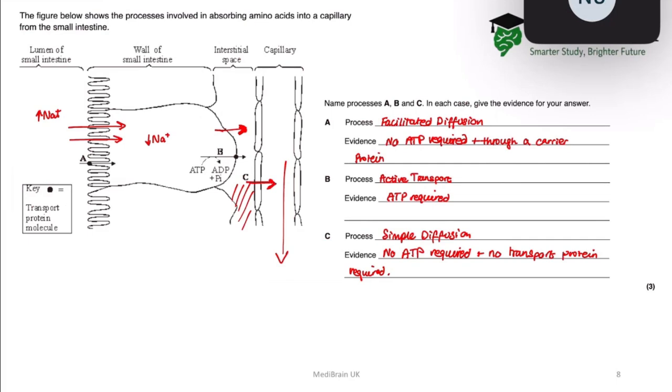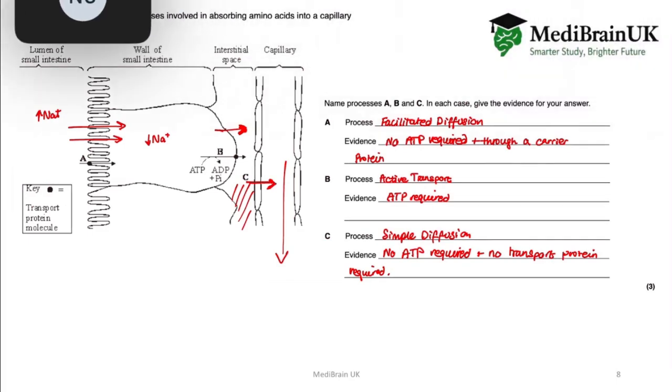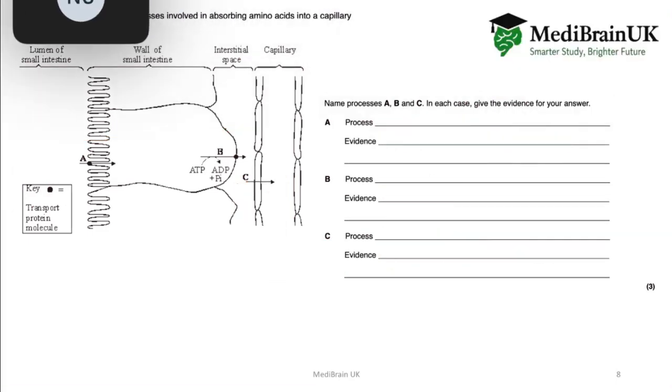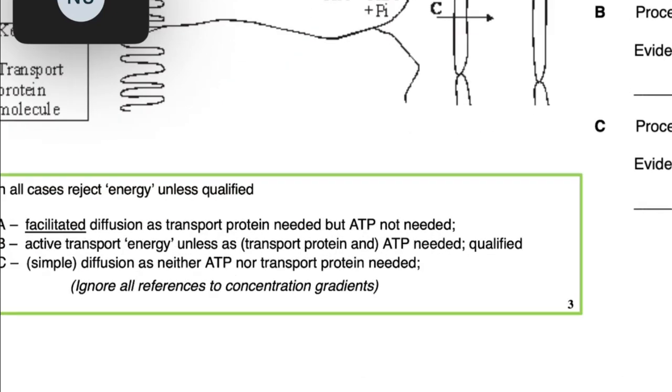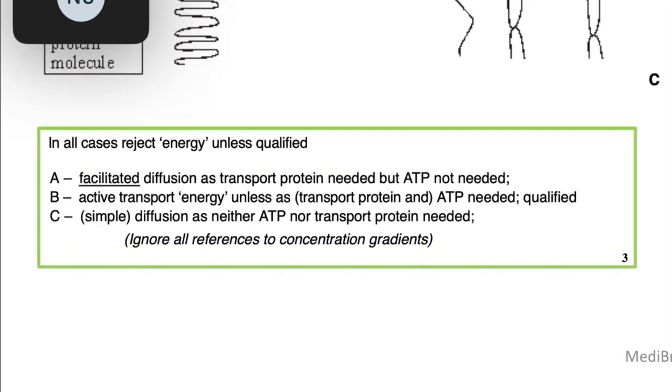If I show you the mark scheme for this question, this is the mark scheme. It says, in all cases, reject energy unless qualified. Always talk about ATP. This mark scheme is being very strict and saying reject energy. So the first part is facilitated diffusion. Transport protein needed, but no ATP required.